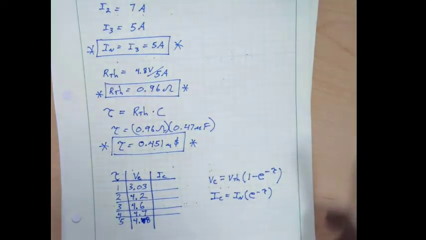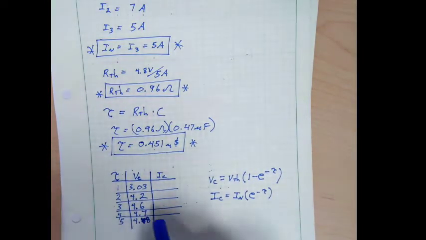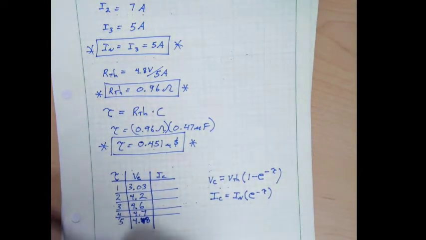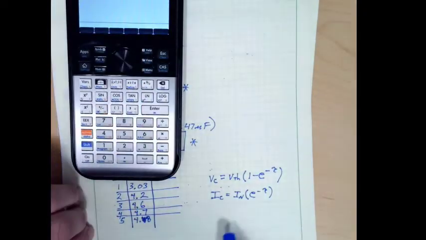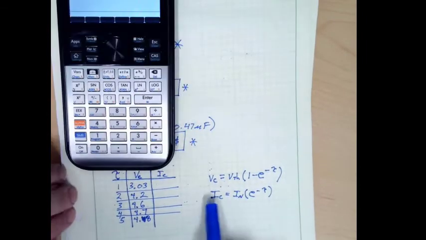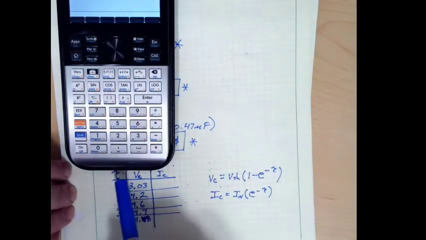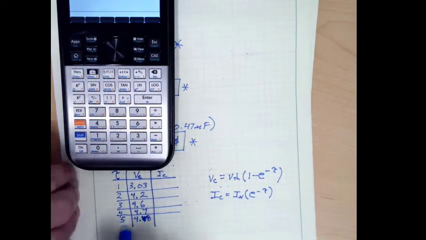The more time constants we add, the closer we'll get to that 4.8. We just say, you know, at 5 time constants, we're about 98% of the way there. So that got us our voltage values. So now, hopefully I can do this a little more smoothly. Let's do our current for various time constants 1, 2, 3, 4, 5.